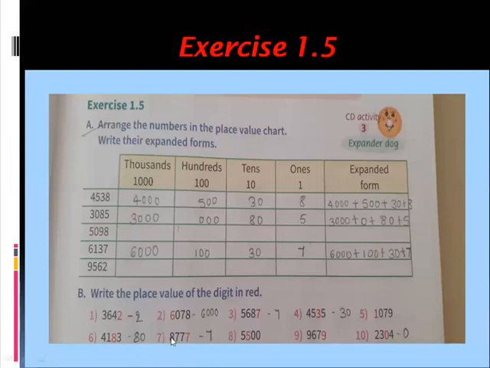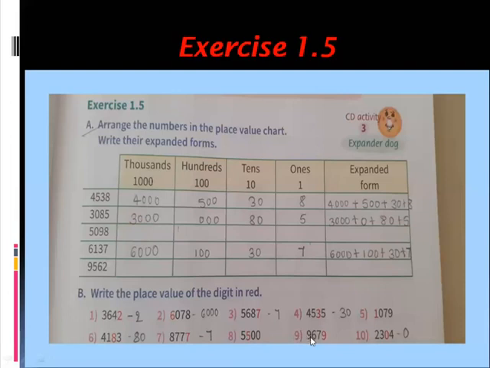Seventh one, 8777. 7 is in ones place, so the place value of 7 equals 7. This one, eighth one, you have to do 5500. 5 is in hundreds place, so you have to write the place value of that number 5.